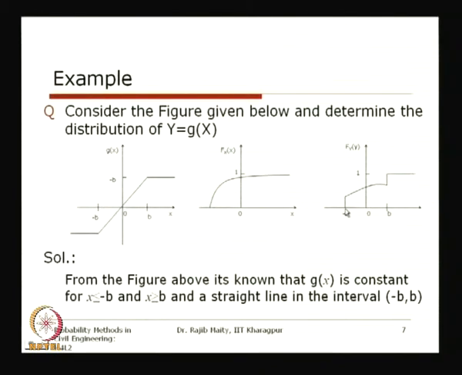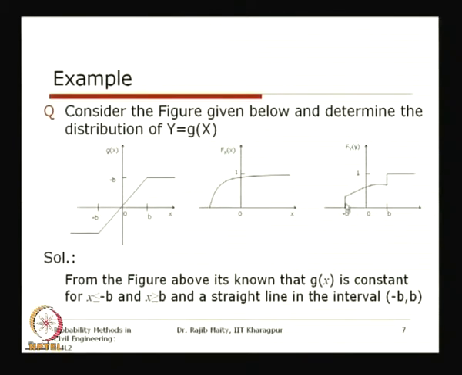Then at minus b, F_Y becomes equal to the value of F_X at minus b, and it goes on following the same curve up to the point b, and at point b it is equal to 1.